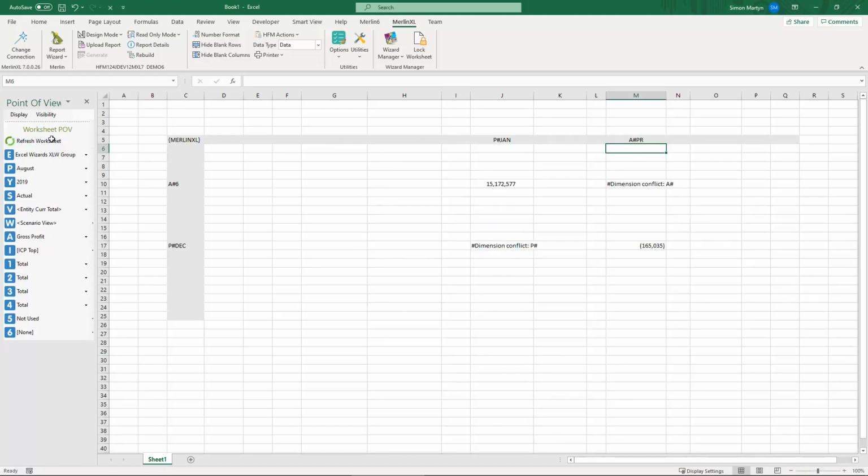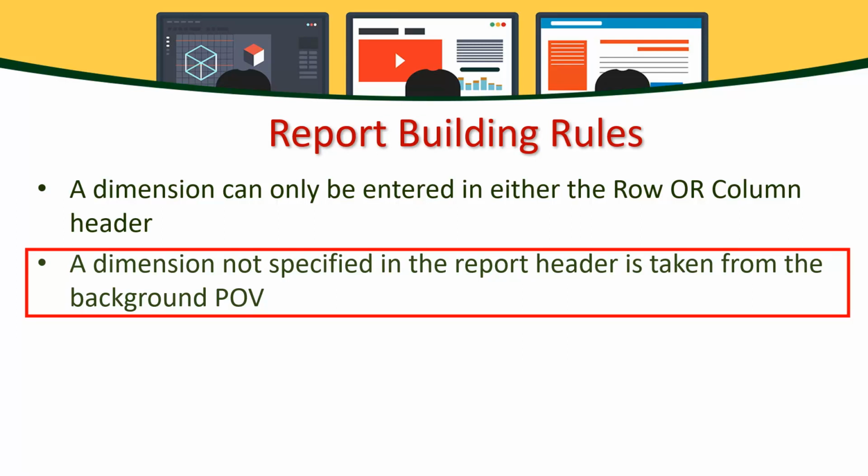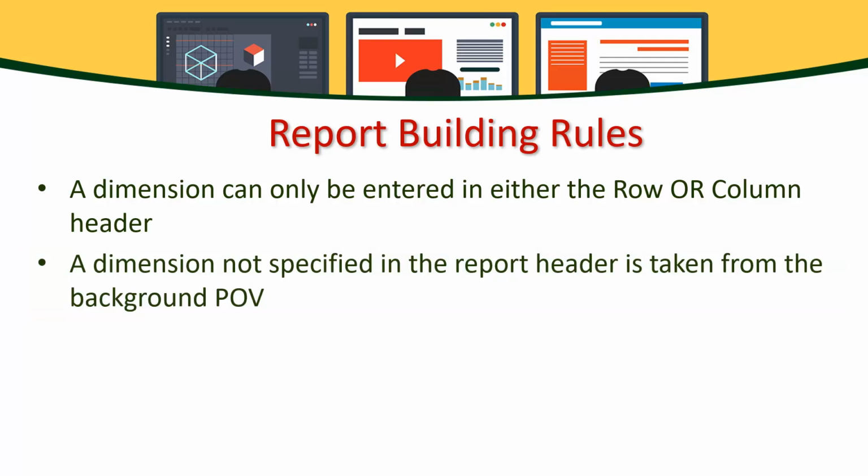And likewise, if we were to have two account members in opposing row and column headers, then the intersecting cell would also return a dimension conflict, identifying a hash as the account dimension being in conflict. The next rule is hopefully already very clear, and that is that for each intersecting cell, a dimension that is not specified in the row or column header is taken from the background point of view.